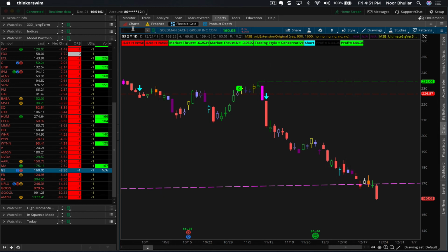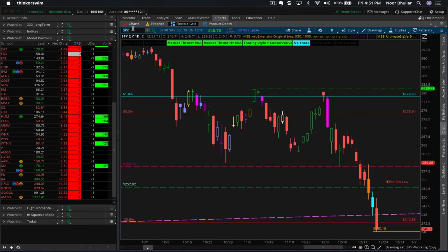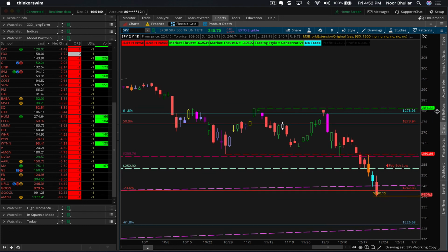We can look at SPY as an example, and I'm looking at the day chart. In this case, the short was initiated a couple of days back at about 261, and this still hasn't closed and has given you a profit of $18, right?